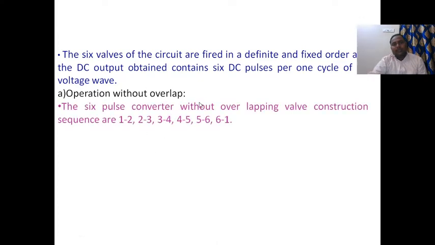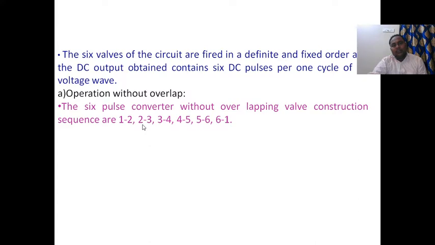Operation without overlap. So we have basically two conditions: with overlap and without overlap. First, we analyze without overlap. In the 6 pulse converter without overlapping, the valve conduction sequence is 1 to 2, 2 to 3, 3 to 4, 4 to 5, 5 to 6, 6 to 1. So if thyristor 1 is in commutation mode, the current transfers from thyristor 1 to 2, meaning the current always transfers from a positive thyristor to a negative thyristor. This is the basic operation.